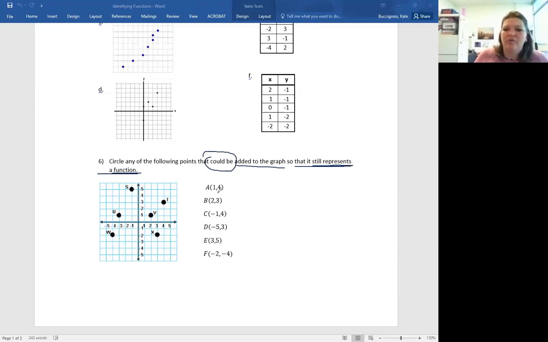Can I add the point 1, 4? Well, I don't know. Let's go see where 1, 4 would take me. So 1 over, that's an x of 1, and 4 up would put me right here. What do you think? Can I have that point? Yeah, I sure can. So I'll circle that.